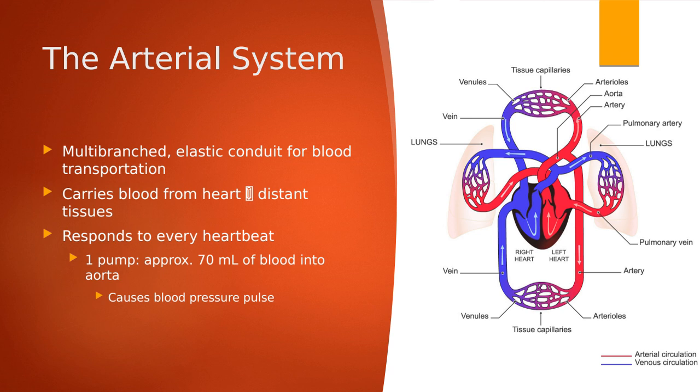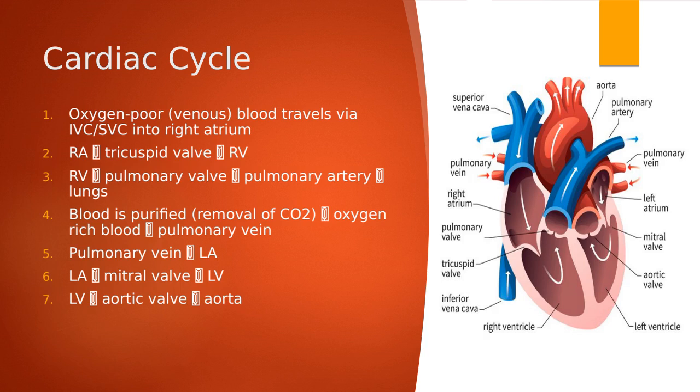Our blood pressure pulse is what we're looking for when we're evaluating the arterial system, especially in our jobs where we're looking at those more distal arteries, the arteries in the legs, the arms, the fingers, toes, etc. We're looking to see how that blood pressure pulse is behaving in specific locations. So we're going to come back to that 70 milliliters per cardiac contraction.